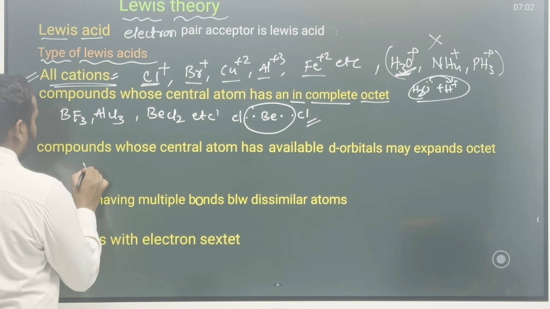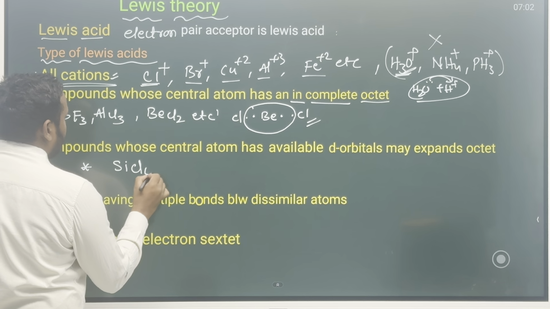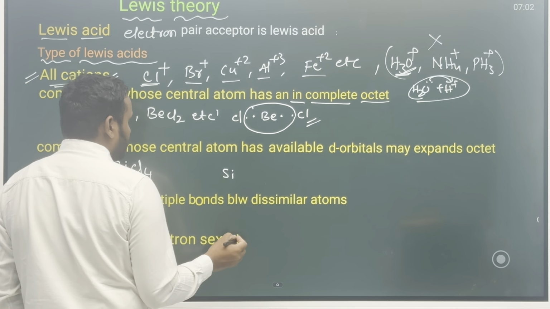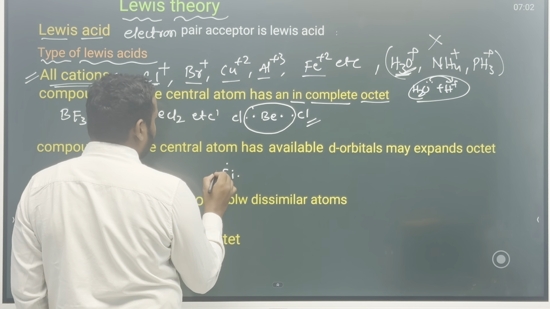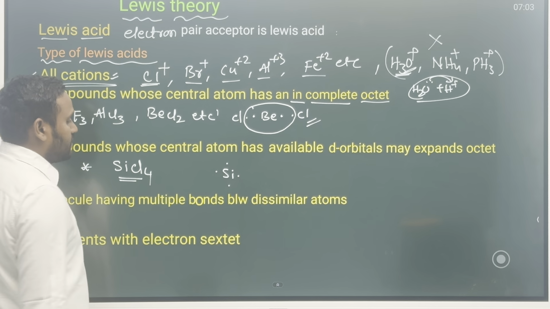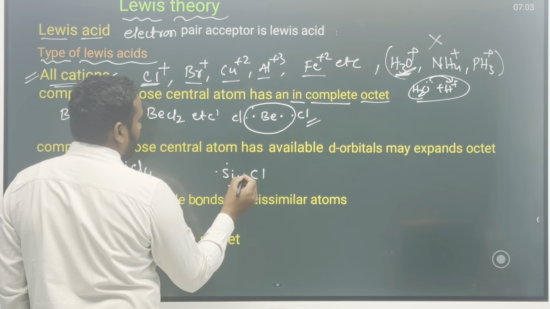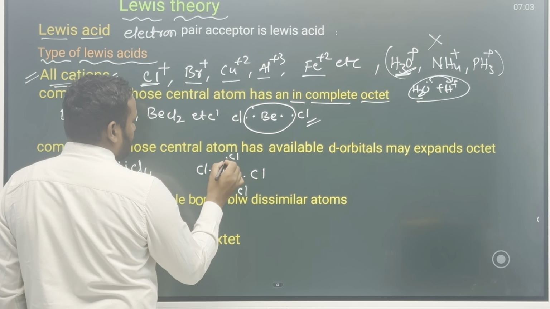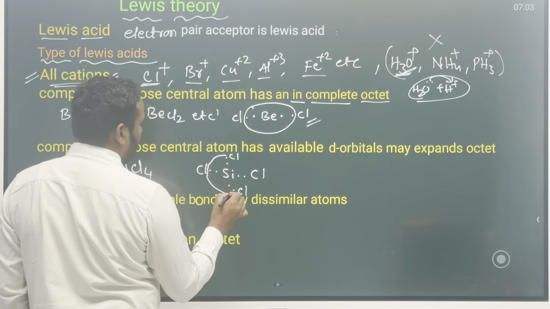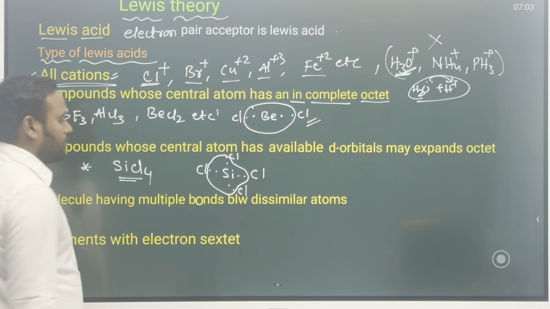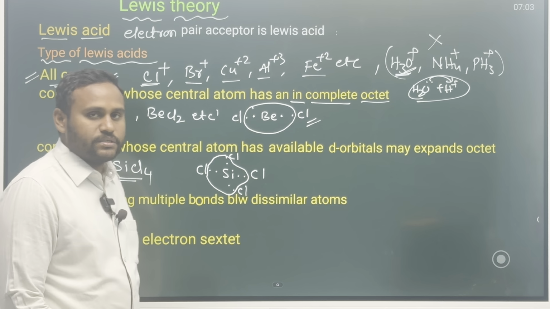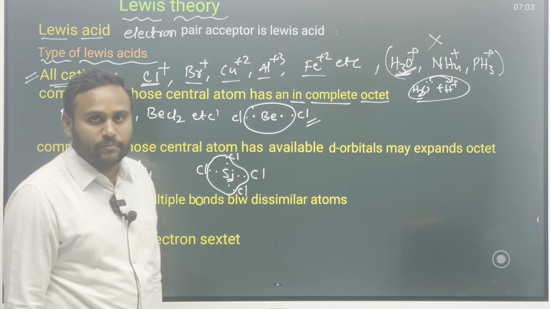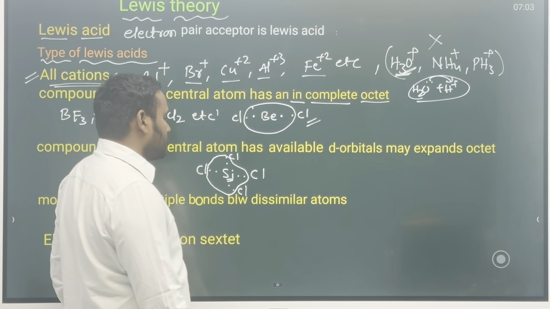Next, compounds whose central atom has available d orbitals may expand their octet. For example, you take SiCl4. So SiCl4, silicon belongs to the 4th A group. So it has 4 valence electrons. It can make bonds with chlorine, 4 chlorines. So now it has a total octet electronic configuration. Even though it has an octet electronic configuration, it can expand its octet. Why? Because silicon has some empty d orbitals in its valence shell.